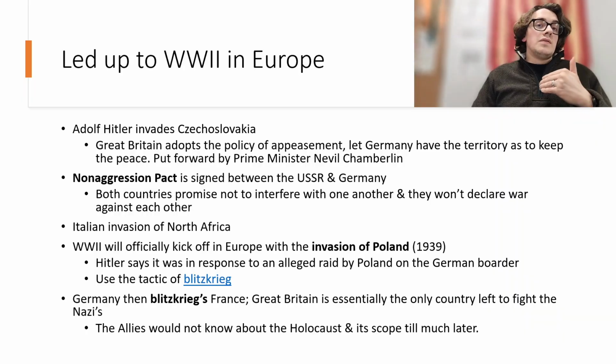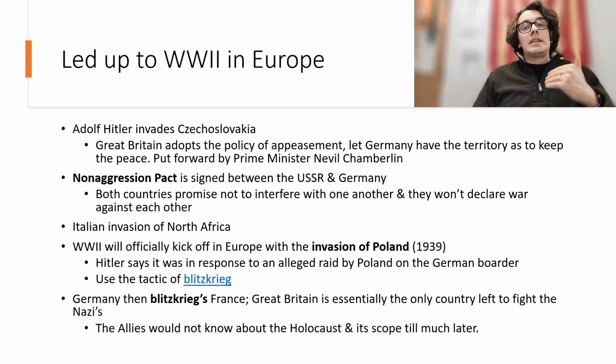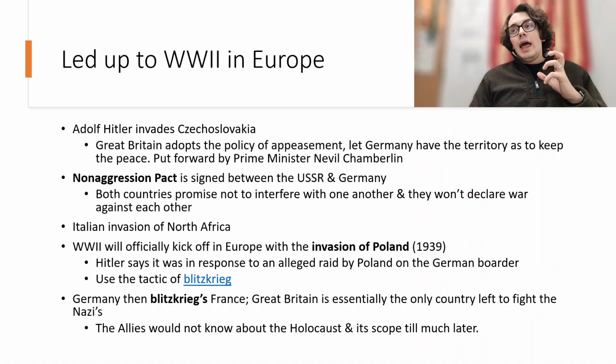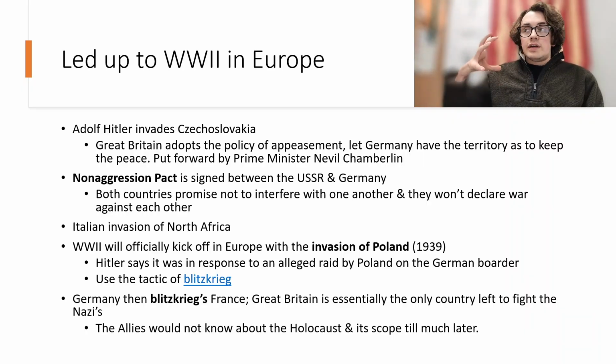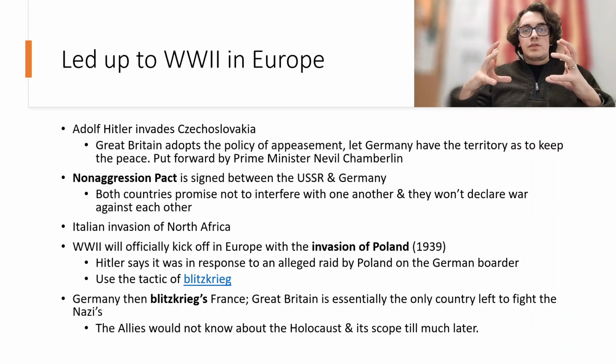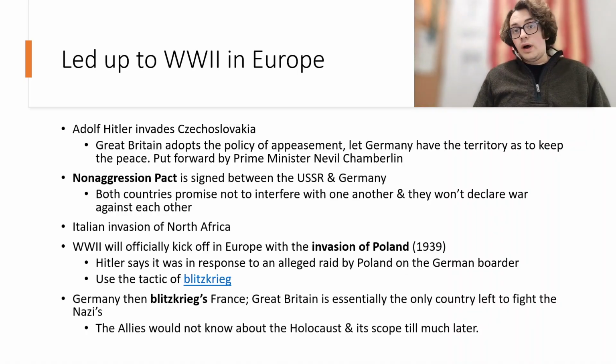Italy is going to invade North Africa, and World War II is officially going to kick off in Europe with the invasion of Poland in 1939. Adolf Hitler is going to respond to an alleged raid by Poland on the German border. In reality, this is just an excuse to declare war on Poland. Russia is going to attack from one side, Germany is going to attack from the other, in a tactic known as Blitzkrieg or White Lightning.